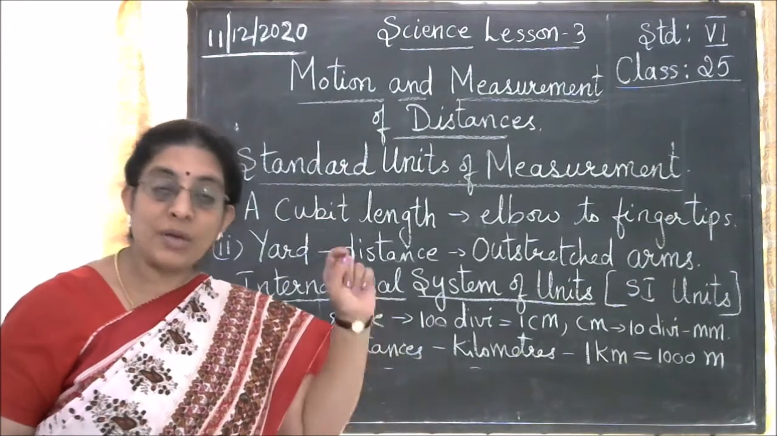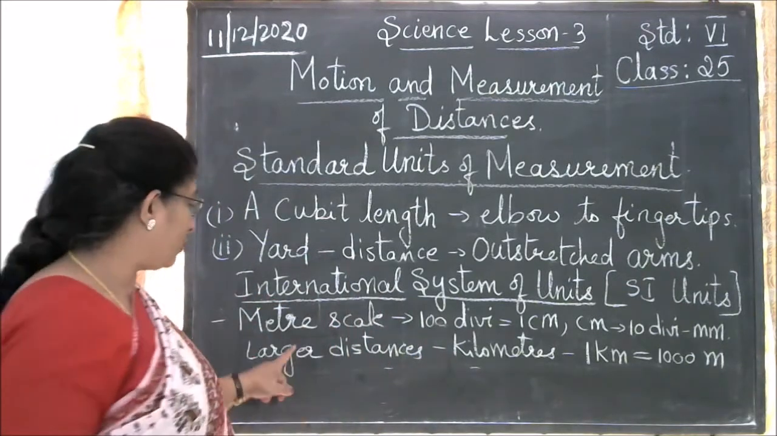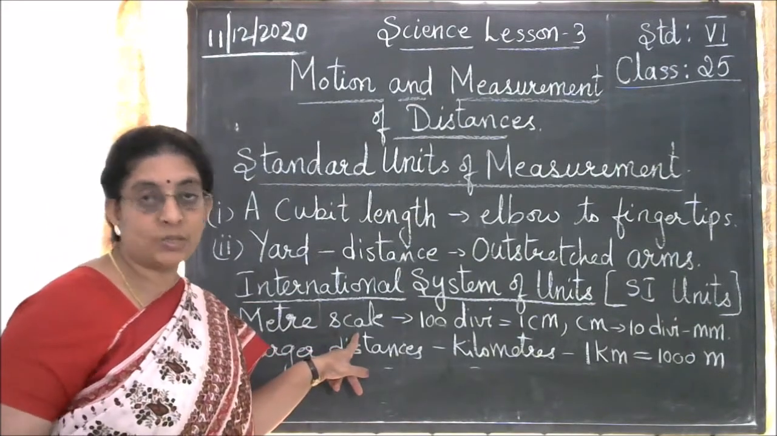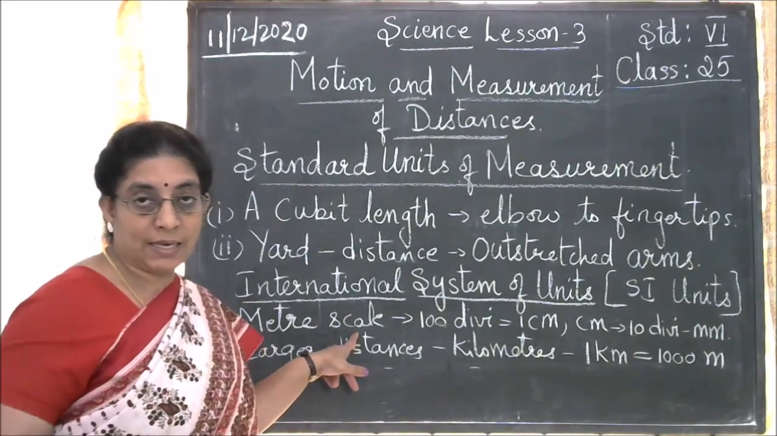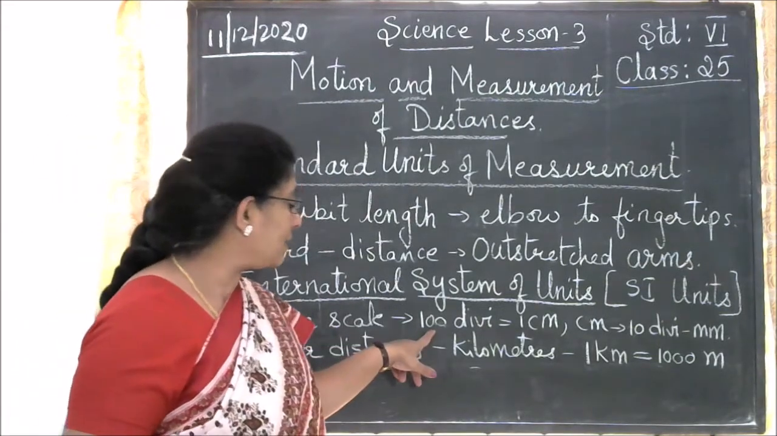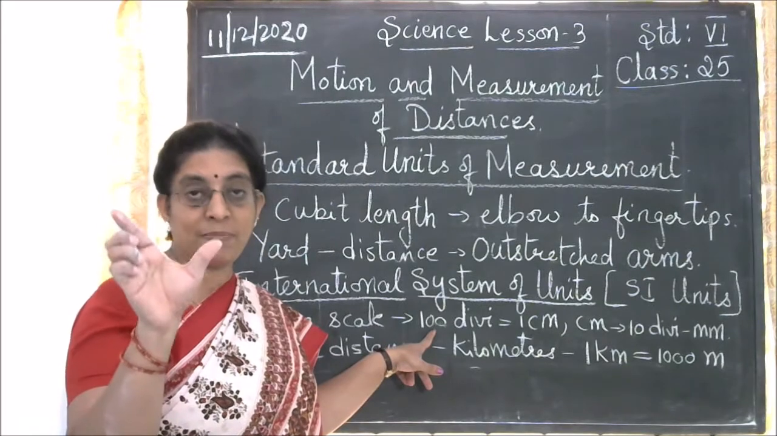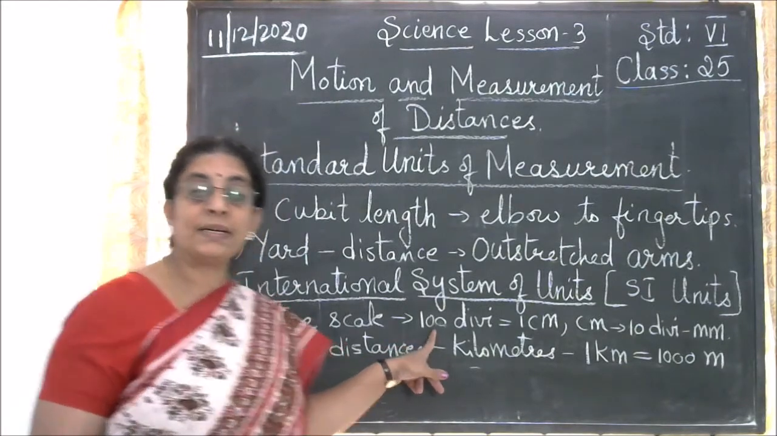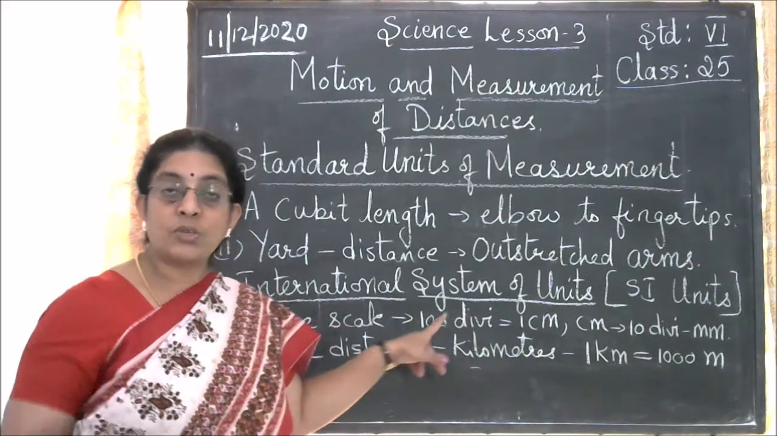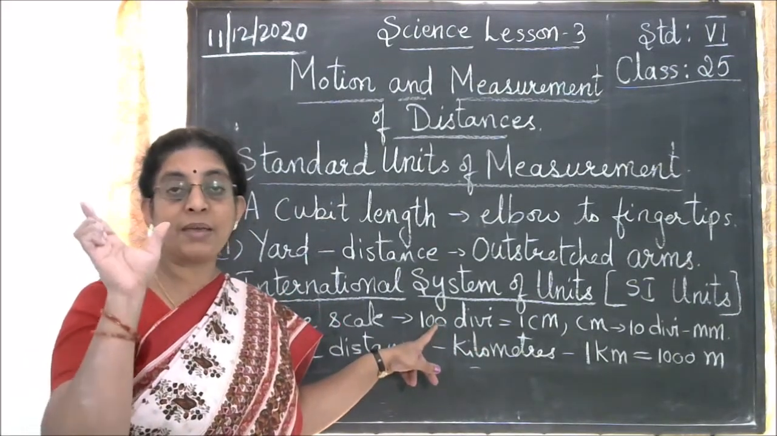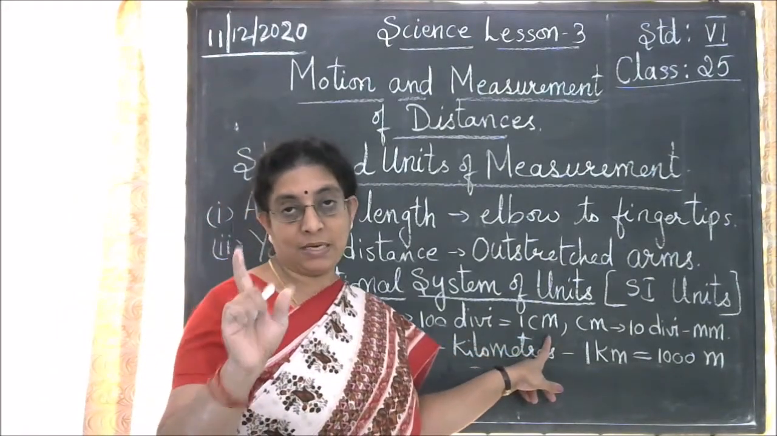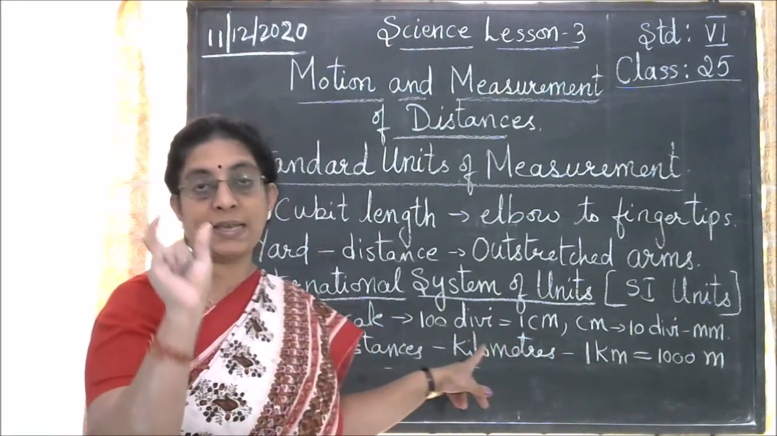So in this international system, what they mainly use is the meter scale. So you have got the scales. How is the scale measured? In a 1 meter scale, they have got 100 divisions. So for 1 meter it has 100 divisions, and each division is called 1 centimeter.